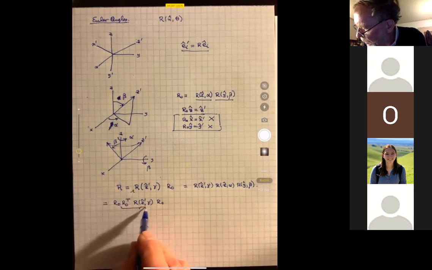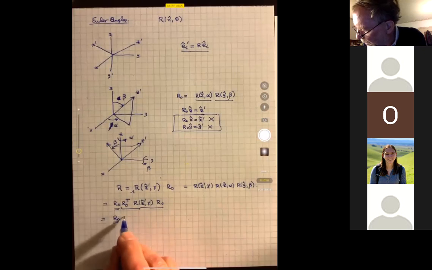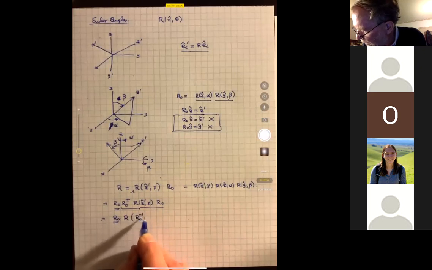But now what we've got is a conjugation of a rotation. And so by our previous formula, this is equal to R naught, we copy this R naught, the first factor here, and as far as the rest of them, this becomes R, the rotation, about the inverse rotated by R naught inverse z hat prime comma gamma.